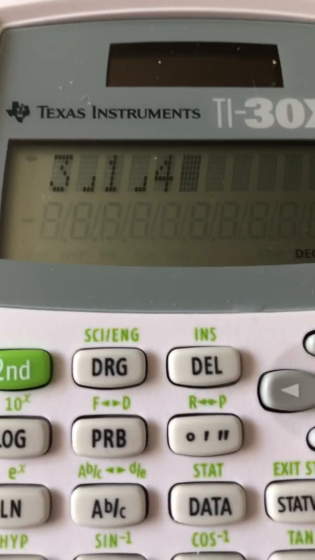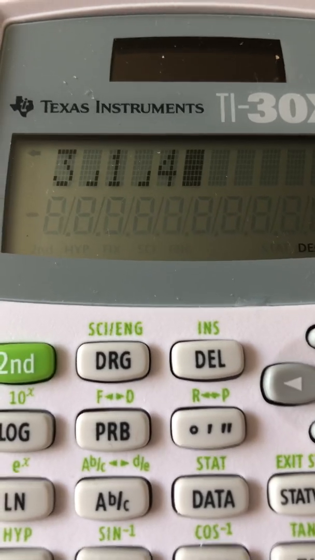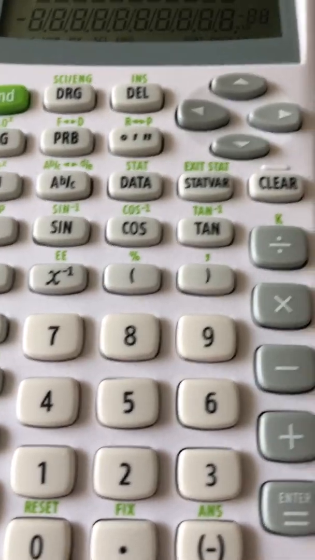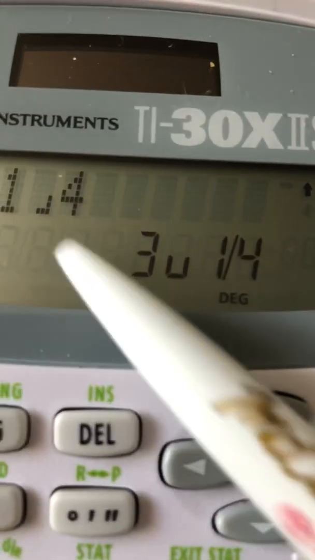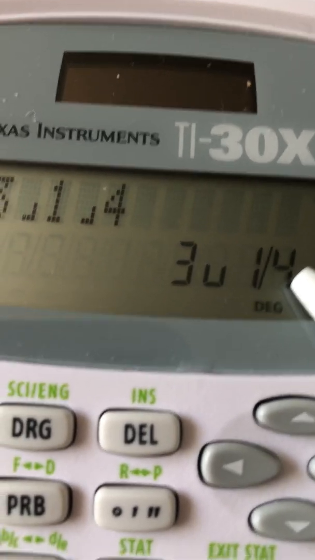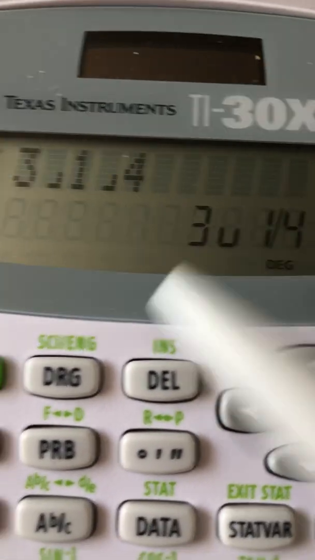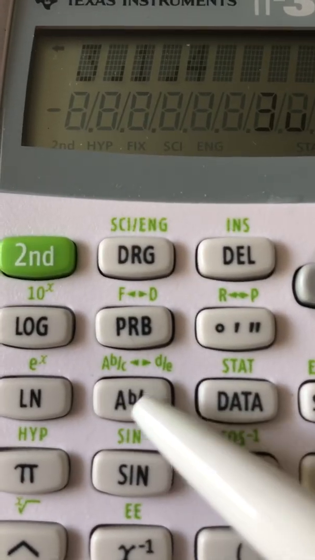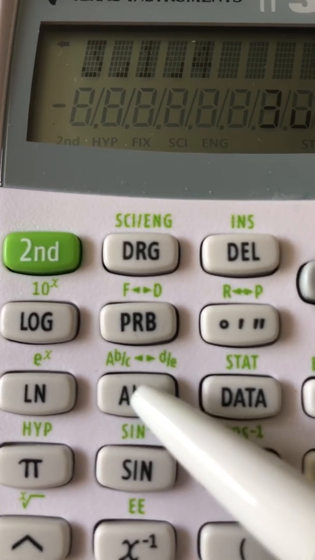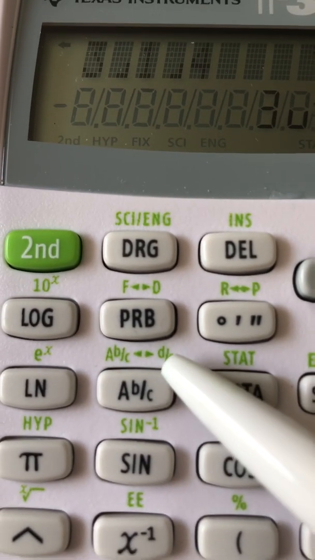And you could even push enter and it would show you 3u and then 1/4. In fact, I'll do that so you can see, just like it looked a moment ago when we did that other one. See, it knows that it's 3 whole units and 1/4. Now, if I want to change that, right above our fraction line button, we have mixed number to fraction only.